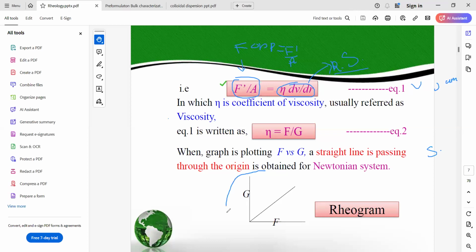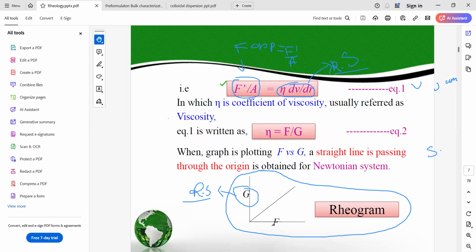This is what I am talking about. This one is the rheogram. This G is your rate of shear. Different terms are given, but the meaning is the same. That is rate of shear, and this one is shearing stress. This is also one equation, that is N equals F by G. This one is G, and this one is your F. So F equals F dash by A, and G equals dV by dr, that is your rate of shear.